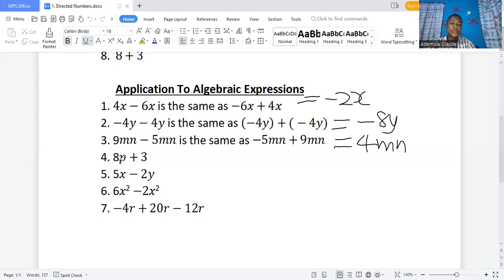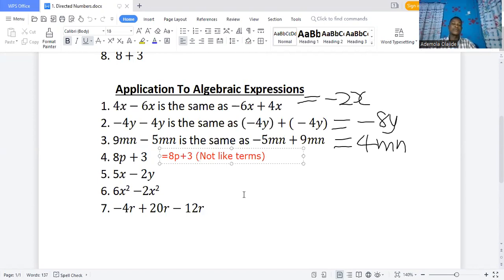Number 4, I have 8p, and here I have 3. It's not 3p. So the two of them, there's no way you can add them. They are not like terms. So it will still remain. The result will still be equal to 8p plus 3. Why? They are not like terms. So you cannot simplify them. That's how that will remain.